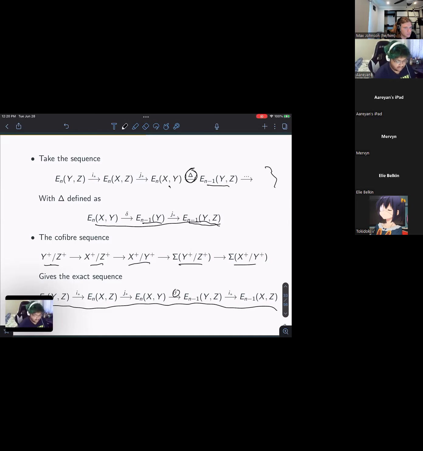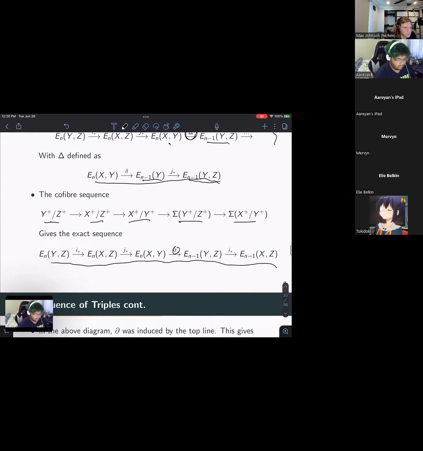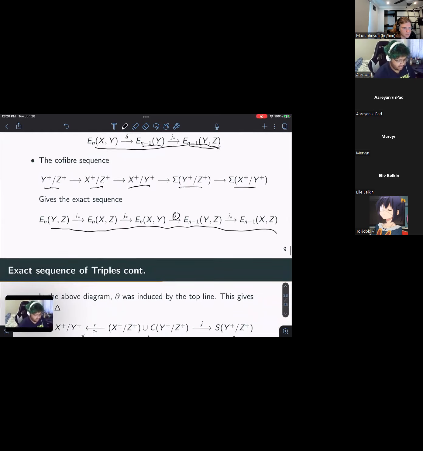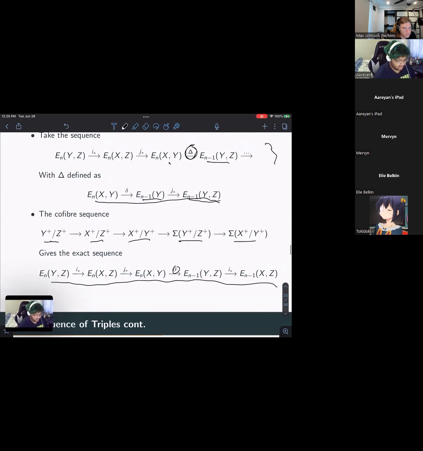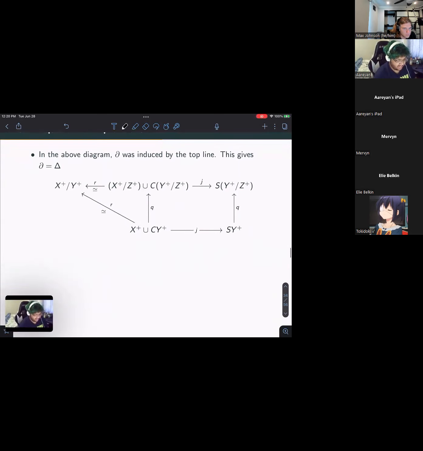All right, let's continue. Right, so we have this exact sequence, and I want to prove that this del is the same thing as this partial. The way I do that is through this diagram. So let me explain how we can use this diagram to prove that.